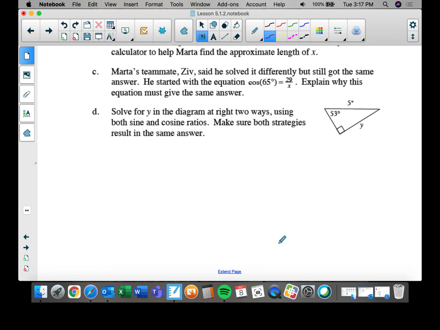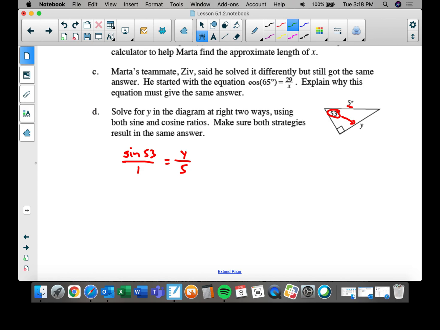So down here in part D, if we just kind of practice that, notice they say we want to solve for y in two ways, using both sine and cosine. So if this is the angle that I'm using, 53, that means y is opposite that angle, 5 is the hypotenuse because it's opposite the 90. So opposite and hypotenuse is a sine problem. I could set this up as the sine of 53 over 1 equal to y over 5. Opposite leg over hypotenuse, and then I could go through and solve from there.